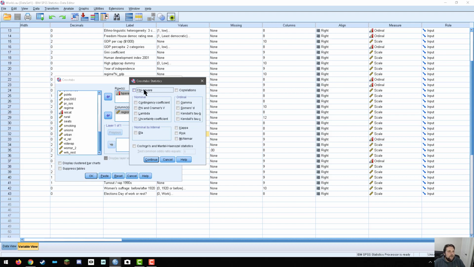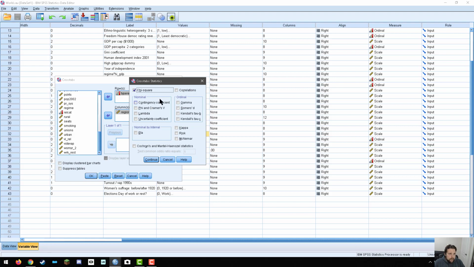Okay, so chi-square and correlations at the top. That's going to be the most important. We're going to click off on chi-square for this one since we're doing a chi-square. But if we're going to be doing the Pearson's R and the Spearman's Rho tests, we're going to want to check off correlations there.